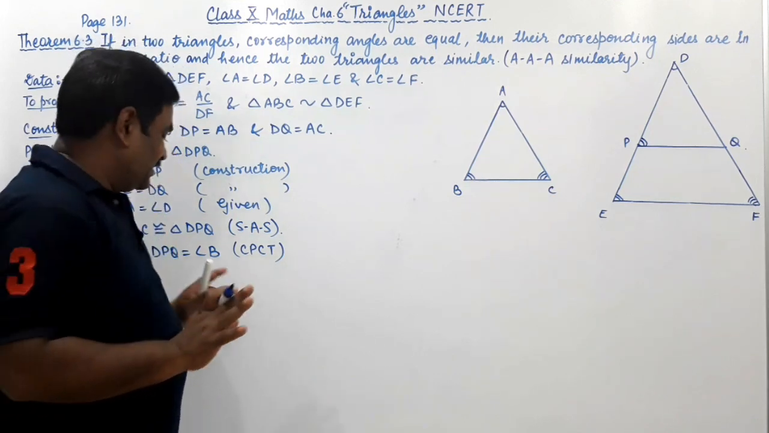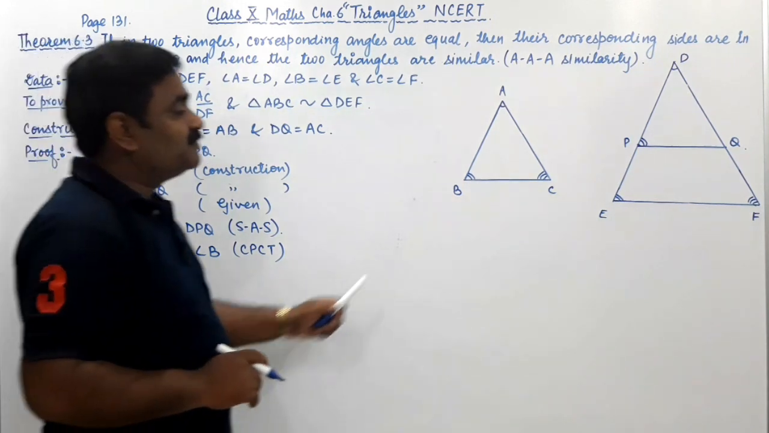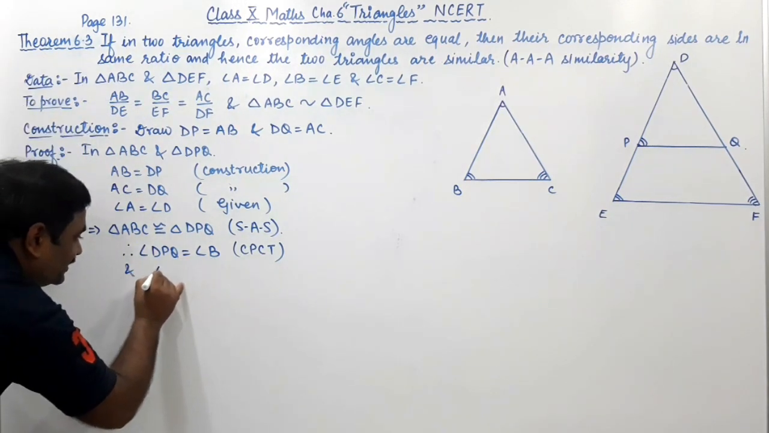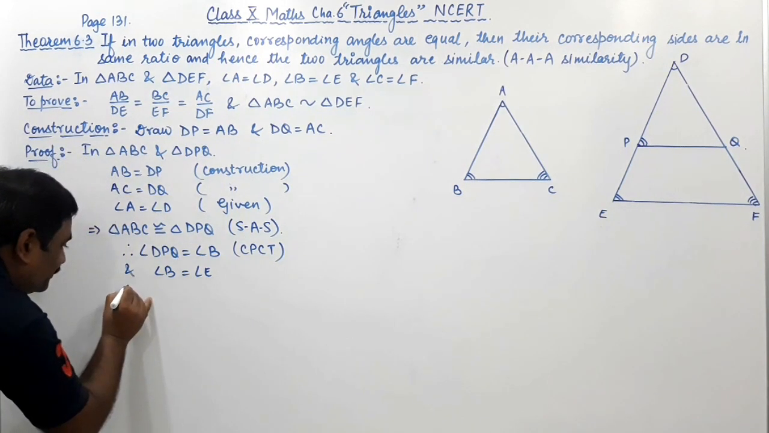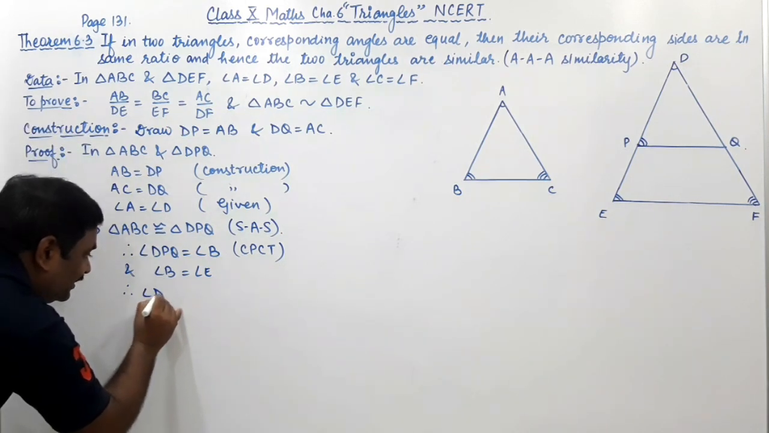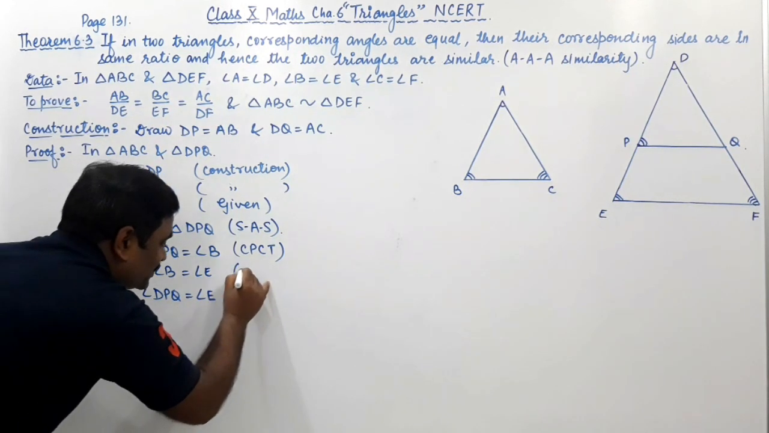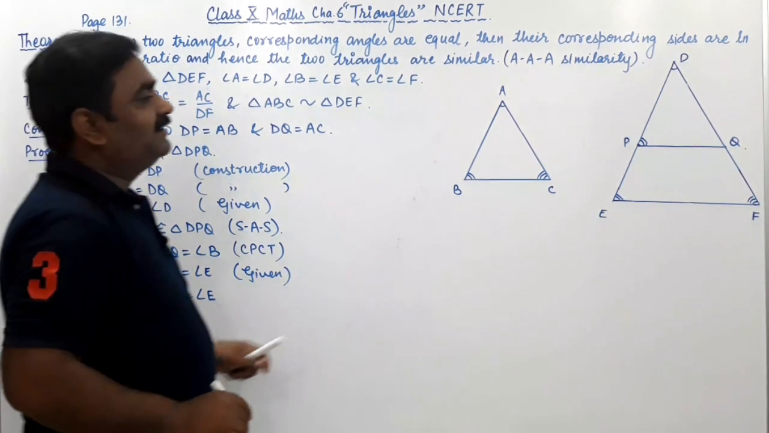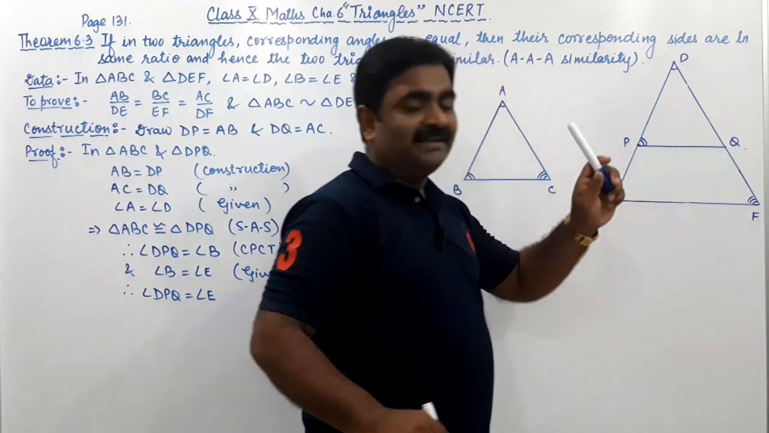If this angle B is equal to angle P, and you know that angle B is equal to angle E also, which is given, therefore what are you getting as the result? You are getting the result that angle DPQ is equal to angle E. This was given, and we are getting this result. This angle DPQ is equal to angle E, right?